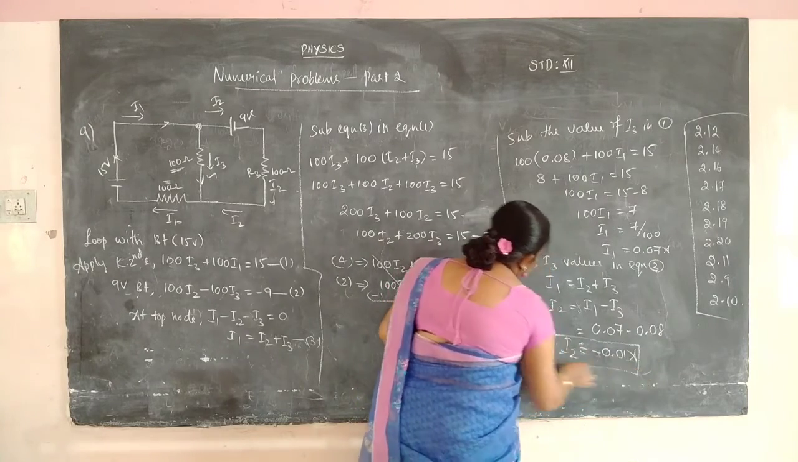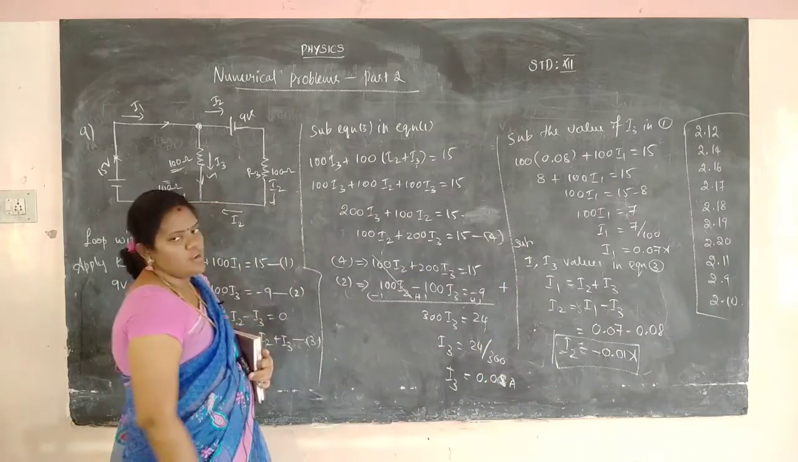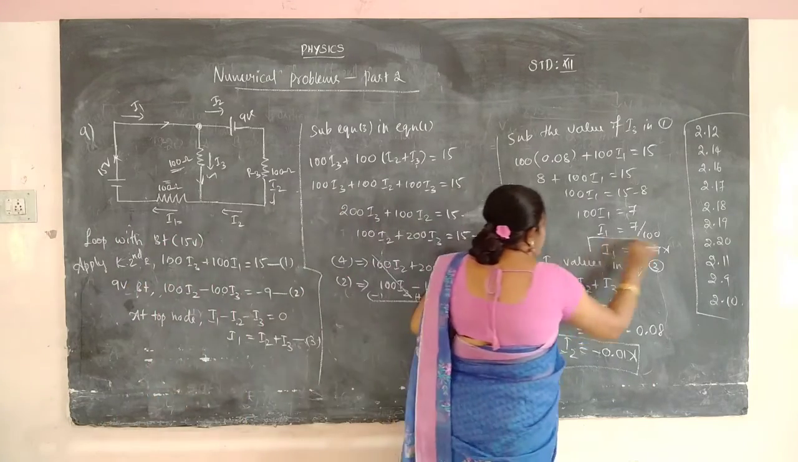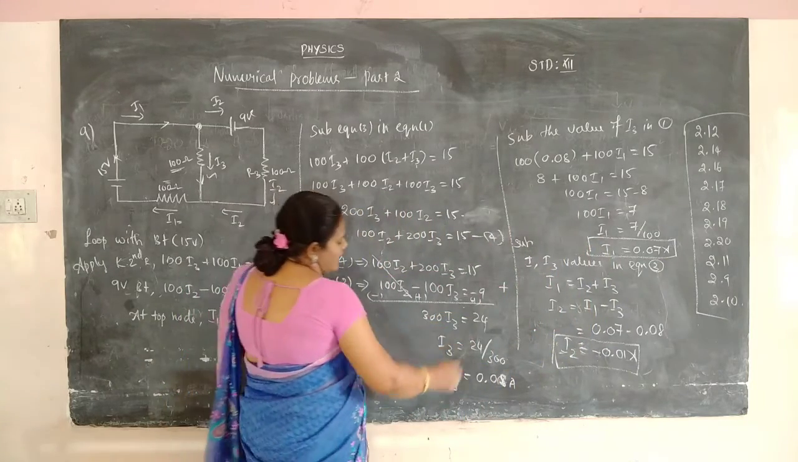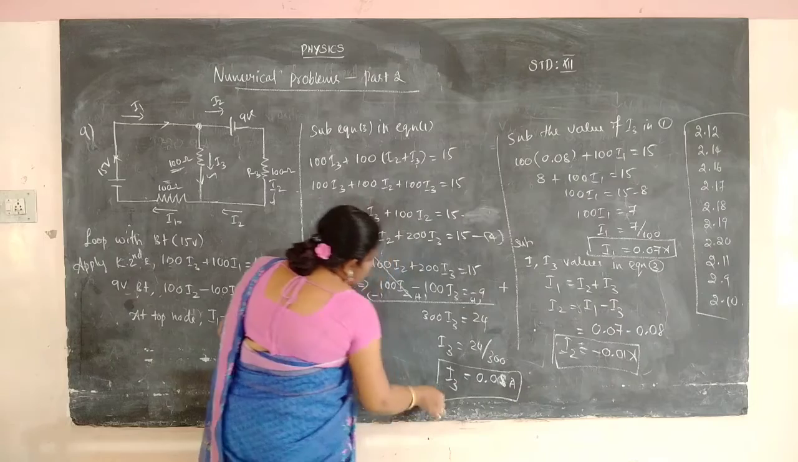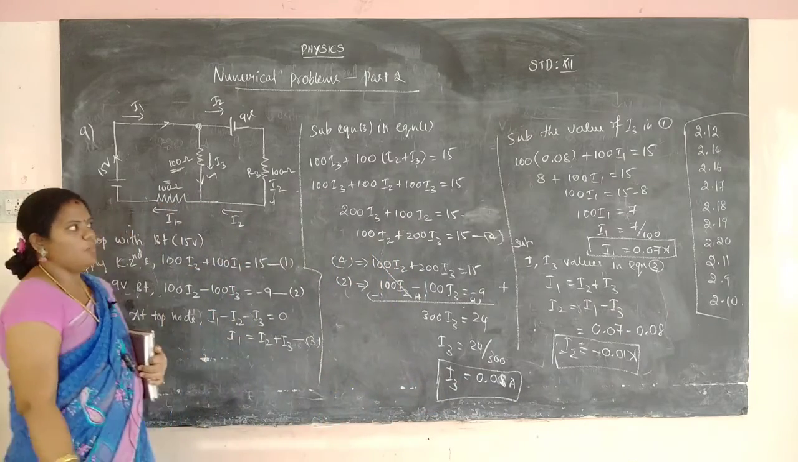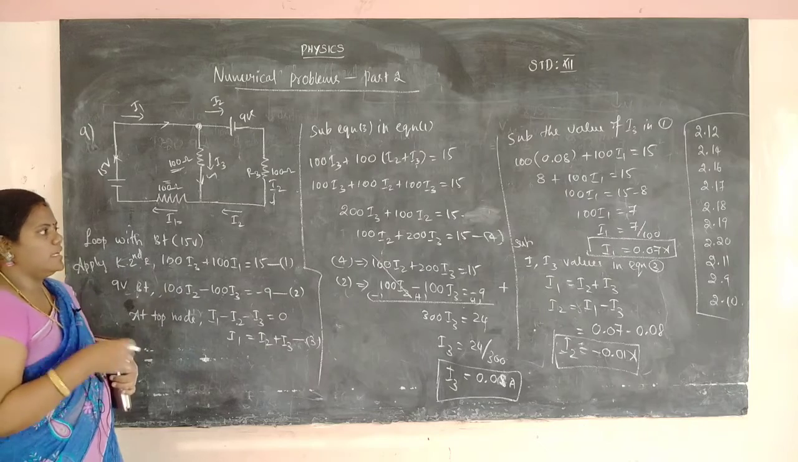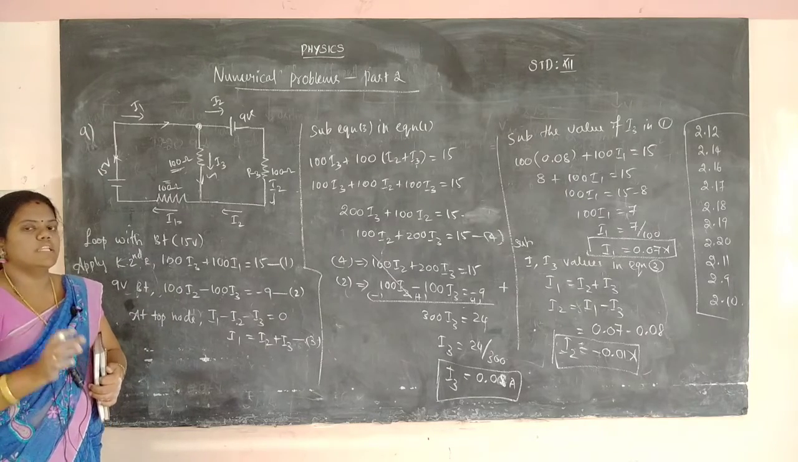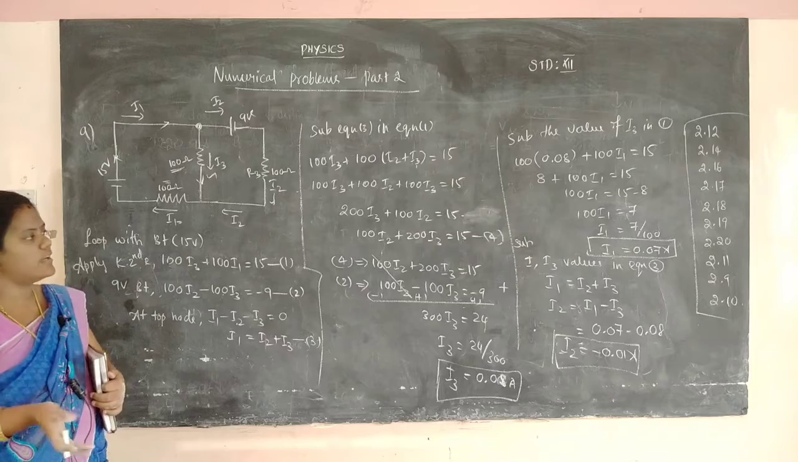So what are the values? I1 value is 0.07 ampere. I2 is minus 0.01 ampere and I3 is equal to 0.08 ampere. So in this problem, we easily find the I1, I2, I3 values. Whatever problem is given like this, we can easily find the resistance and the current values.